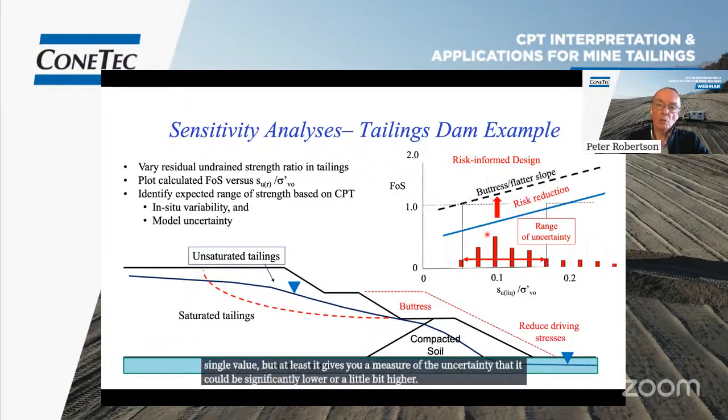And then, of course, if you look at remediation measures, either flattening the slope or adding a buttress, you're going to reduce the risk. So you're essentially going to raise up that factor of safety. And you've still got the level of uncertainty, but you want to raise it such that even with that uncertainty, you're going to feel comfortable with the risk mitigation measures of either the buttress or the flatter slope.